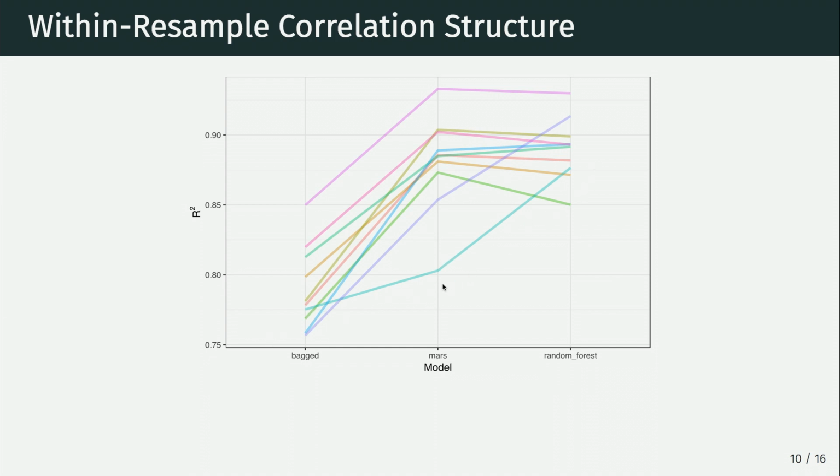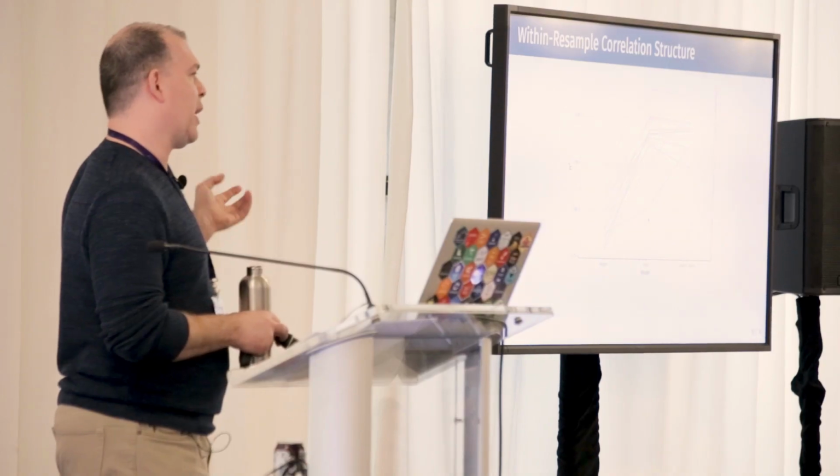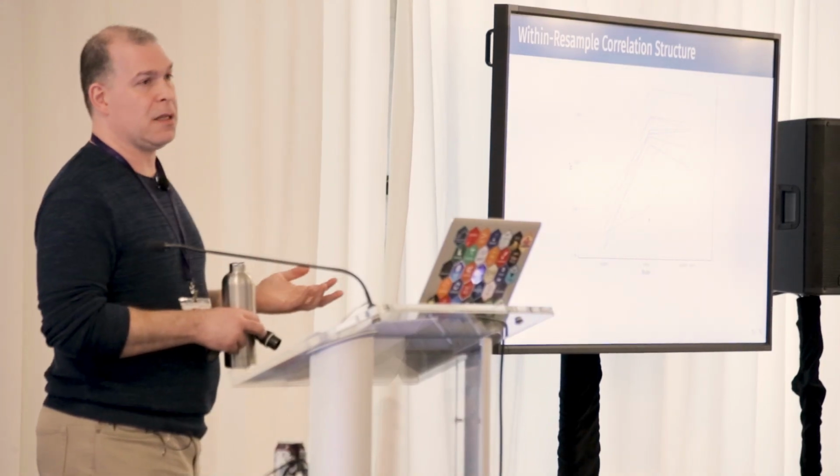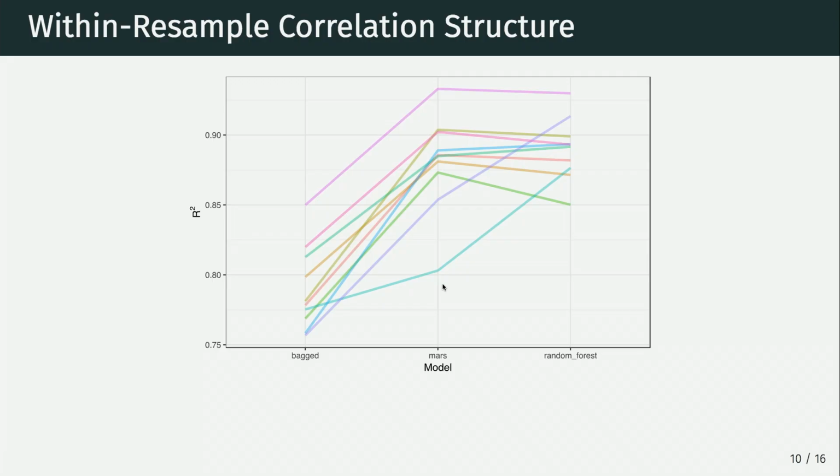So the lines are not always parallel. These are roughly parallel. There are some of these resamples that are not rank ordered the same way. But you can see there is probably a correlation structure there that we need to account for in the data, like we would with a paired t-test. Okay, so any analysis of these R-squared values ought to account for that. And so we'll do that as we go along.